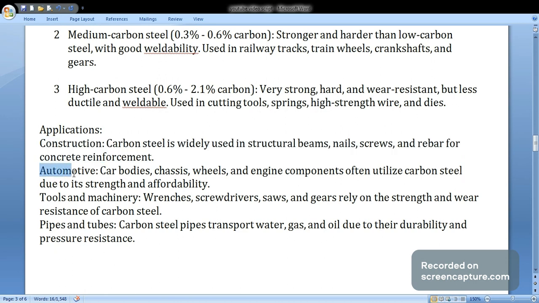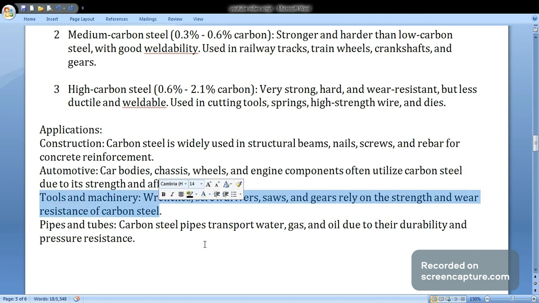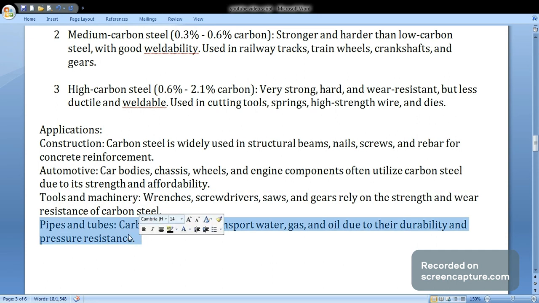In the automotive sector, we can use it in car bodies, chassis, wheels, and engine components, which often utilize carbon steel due to its strength and affordability. Tools and machineries: wrenches, screwdrivers, saws, and gears rely on the strength and wear resistance of carbon steel. Pipes and tubes: carbon steel pipes transport water, gas, and oil due to their durability and pressure resistance.